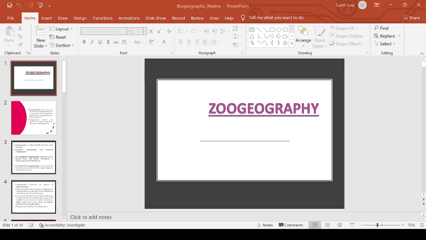Now here we have another branch, that is historical zoogeography. You can find the definition on the screen. It is basically concerned with the historical reconstruction of the origin, dispersal, and extinction of taxa. Taxa means an animal group. So it is dealing with the historical reconstruction.